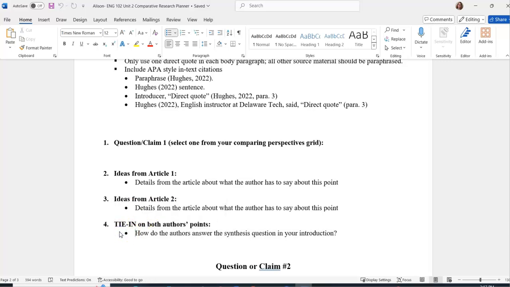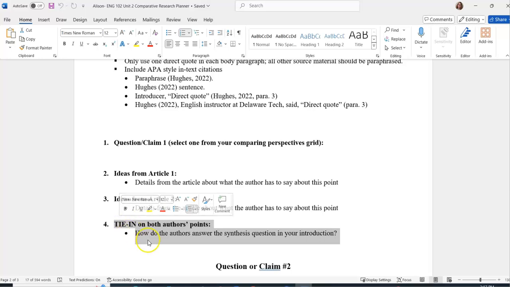Are they in agreement? Are they in disagreement? Are they kind of in agreement but for different reasons? So you're going to really have to articulate not just what the articles say in order to answer the small questions, but how that all ties together to answer the overarching synthesis question.